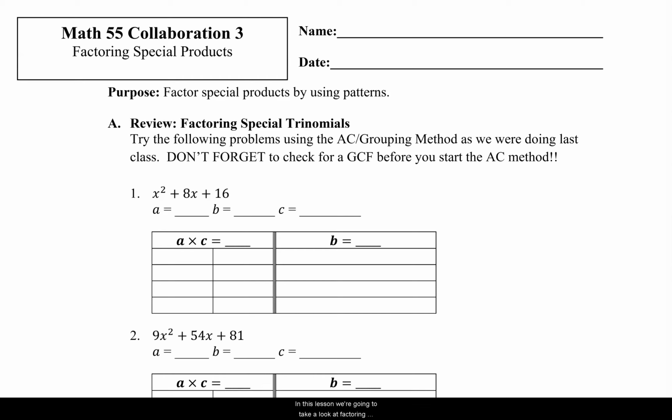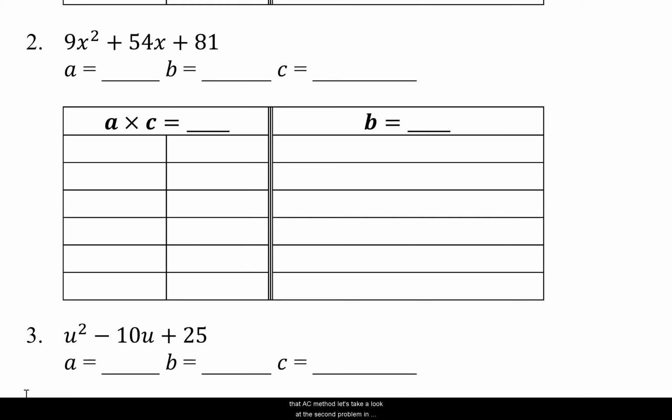In this lesson, we're going to take a look at factoring special products. We'll start out reviewing factoring trinomials, as in the last lesson, using that AC method. Let's take a look at the second problem in your worksheet, 9x squared plus 54x plus 81.